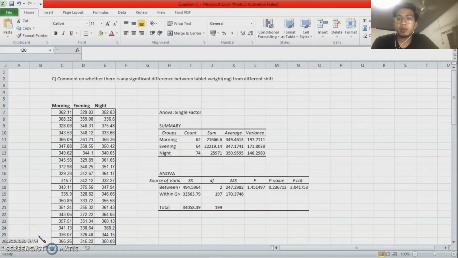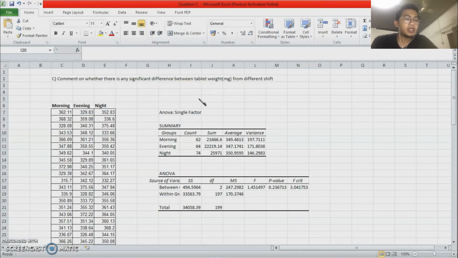Assalamualaikum and good day. I'm Luqman and now I will explain and answer question C. Question C is: comment on whether there is a significant difference between the tablet weight in mg from different shifts.